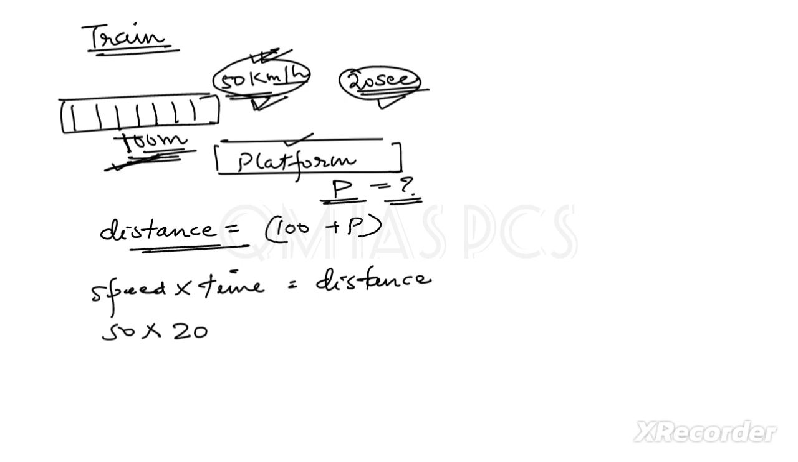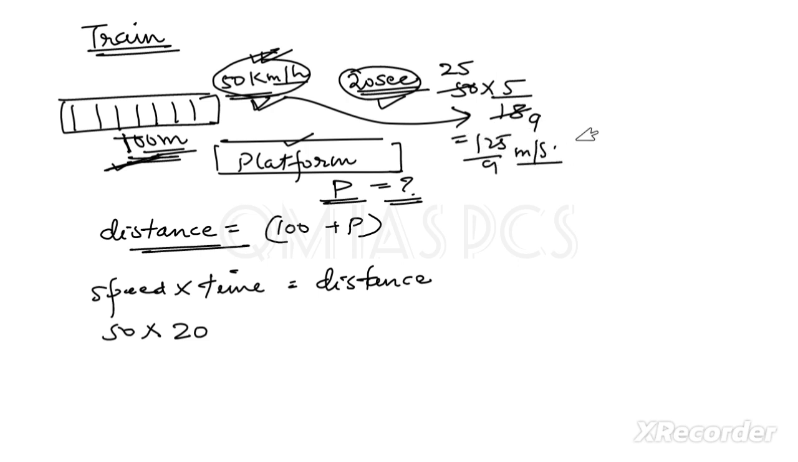Okay, so for kilometer per hour, if we have to convert this into meter per second, we have to multiply 50 by 5 by 18. So finally we will have 9, and here is 25, so it is 125 by 9 meter per second. Clear? So here we will write, okay, cancel this one. This is 20 multiplied by 125 by 9, and it is distance.